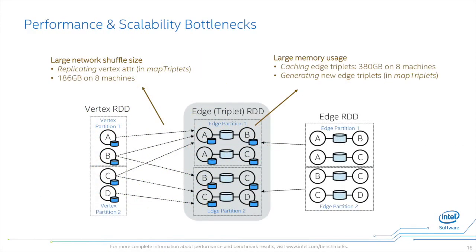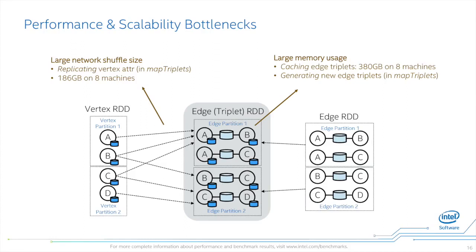But the next question is what the performance and scalability bottlenecks are in this application. If you are familiar with GraphX, there is a vertex and there is an edge, and both vertex and edge are RDDs in Spark. The vertices are partitioned and the edges are partitioned, and the vertex has its attributes and the edge has its attributes. When you do processing, for instance mapTriplets, you need to construct a triplet RDD, which is kind of a materialized view where you take the edge RDD and shuffle the vertex attributes to the corresponding edge partitions.